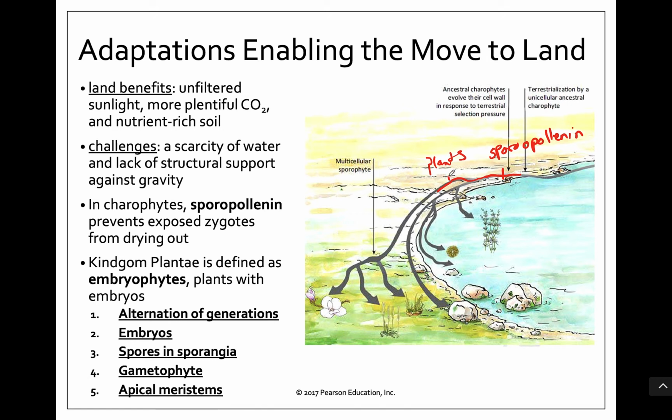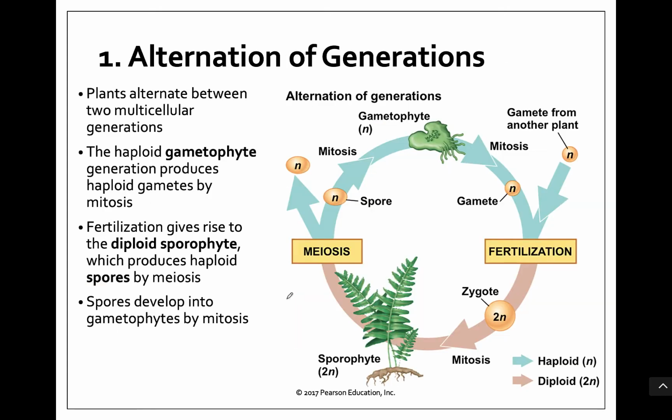So the kingdom Plantae, or what we call embryophytes, are typically characterized by 5 shared traits. So these would be 5 shared traits that every plant would share. So plants go through a reproductive cycle called Alternation of Generations. And we saw this in the red or the brown algae, but not the green algae. So this is an example of convergent evolution of this reproductive cycle.